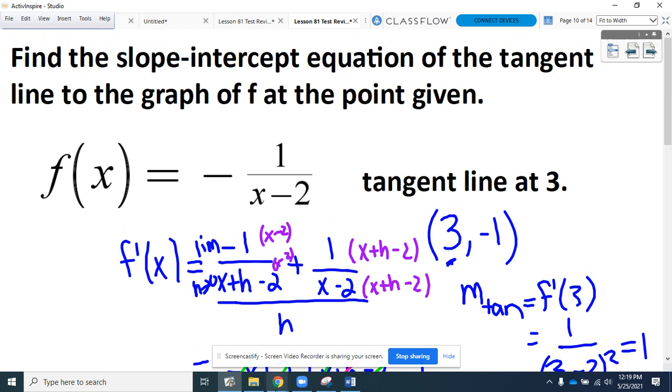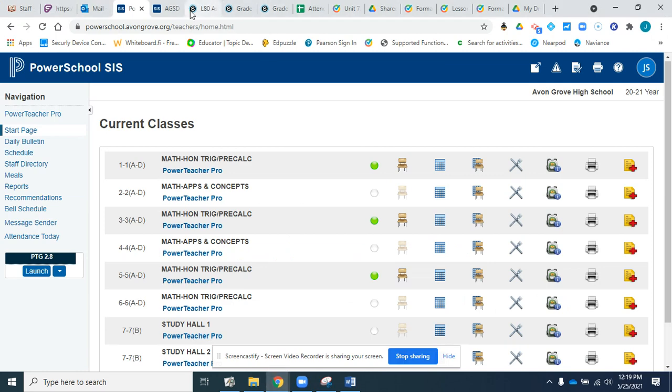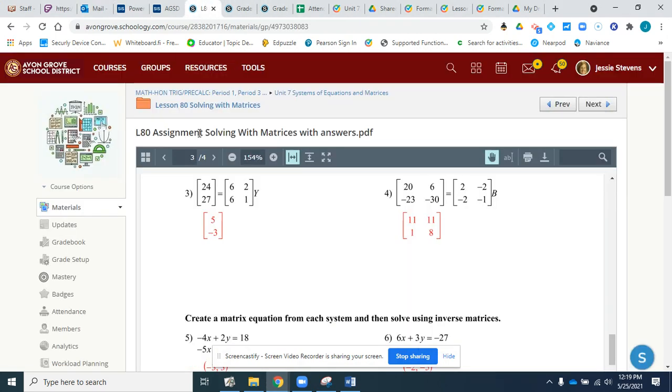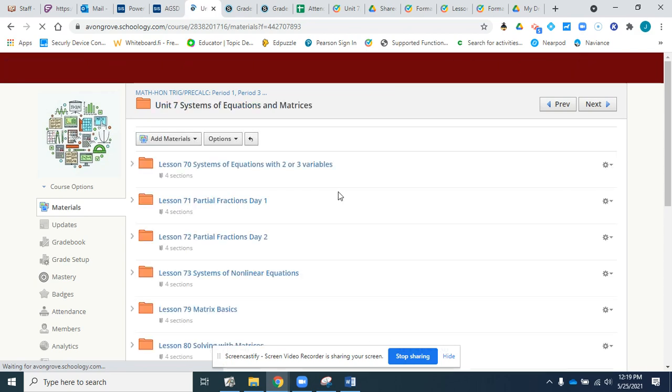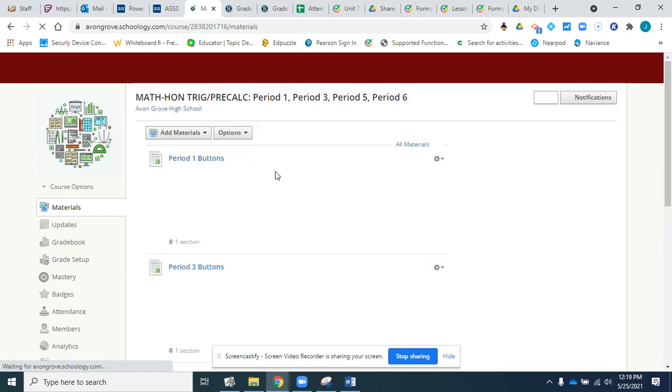So you're going to have 2 things to work on the rest of class. The first thing is going to be the assignment that's listed. So in your lesson today, when you look at that, I'm sorry, I was not in the right folder.